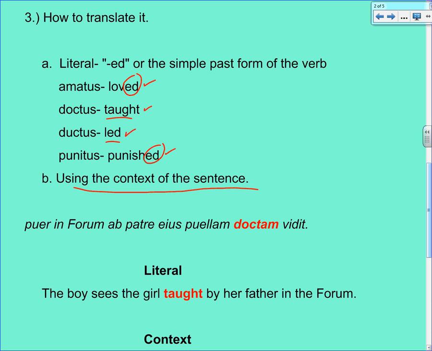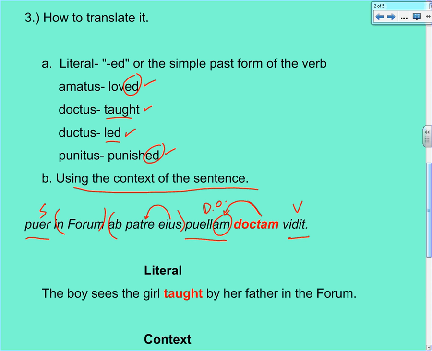In this sentence right here, puer in foro a patre eos puellum doctum vidit. Doctum is the participle modifying puellum. In foro and a patre eos, we said, I'm going to make them go with doctum. Puer is the subject and vidit is the verb. So we have the boy sees. The literal translation is right here. The boy sees the girl. So we have subject, we have an accusative direct object, and we have a verb. That's the basic part of our sentence.